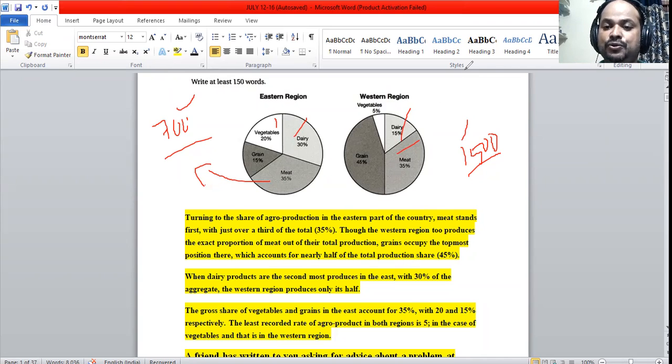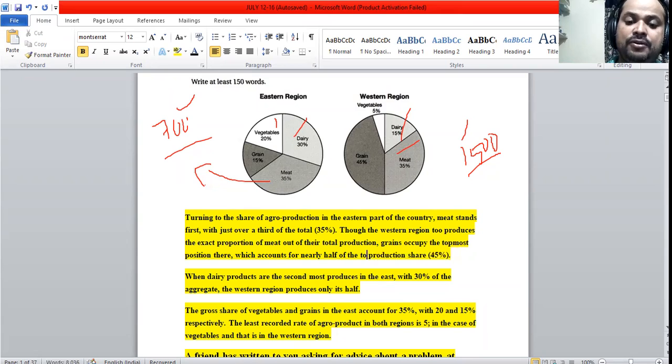So here I don't need to repeat that particular thing. The production share, nearly half of the production share. So total I have already used. So I have explained why I have used the total, because this is something where we need to consider. I don't have exactly how much tons of meats or how much tons of dairy products are produced in eastern region and how much is produced in western region.